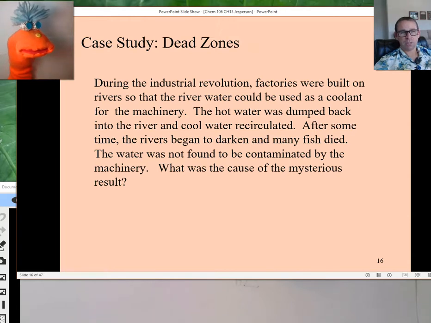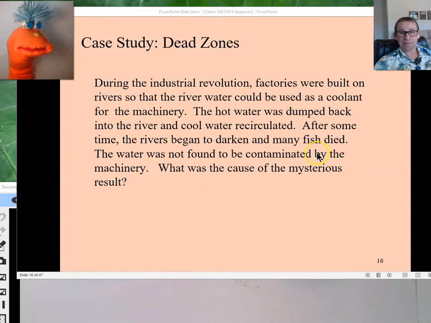Do you have any idea what it was, Fred? What do you mean it wasn't the pollution? Well, they weren't polluting it with chemicals that were harmful to fish or plant life in the water, right?